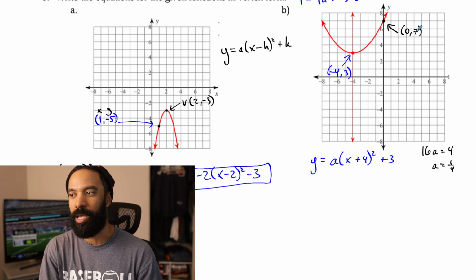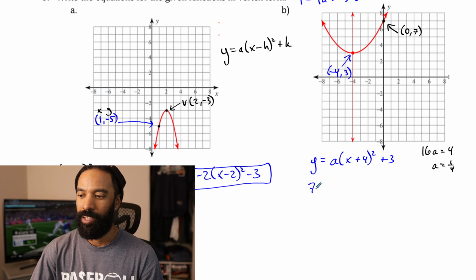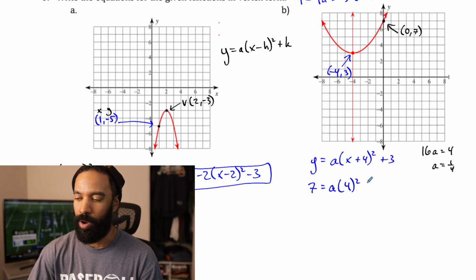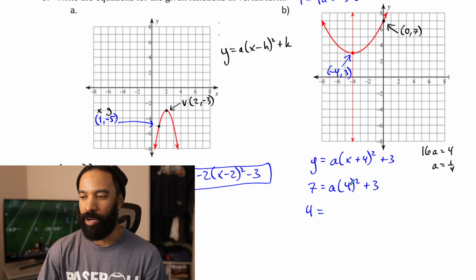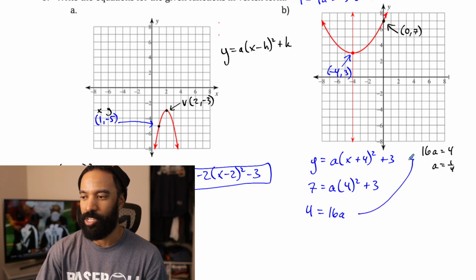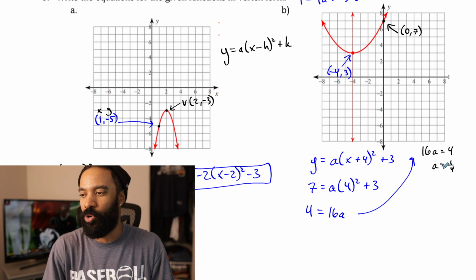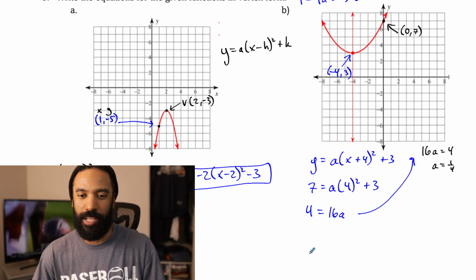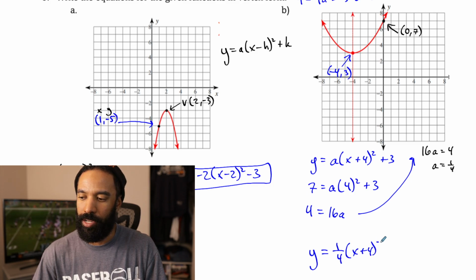But hey, let's substitute this for x, this for y. Let's go. 7 equals a times (0 plus 4) quantity squared plus 3. Subtract 3 from both sides. I'm going to get 4 equals, and 4 squared is 16, 16a. Hey, look, it's the same equation as before, for good reason, because the math still agrees. A is going to be 1/4. So the equation is y equals 1/4 times (x plus 4) quantity squared plus 3.